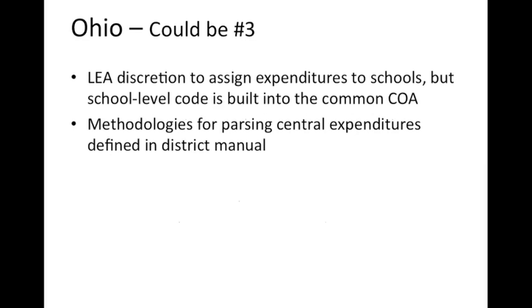Okay, and then another one, Ohio. I think that could be number 3. There is a chart of accounts, and there's a code in there that you can use for location, but the LEA has discretion on whether or not it wants to assign expenditures to schools. But the code is in there, so it's pretty easy for everybody to roll it all up. There are some methodologies for parsing anything that's coded centrally when you want to get a full cost of each school, and that's defined in there. So I think Ohio, if I understand it correctly, would be an example of the third bucket where there's more discretion at the LEA, but the rule is that you've got to add it all in there.